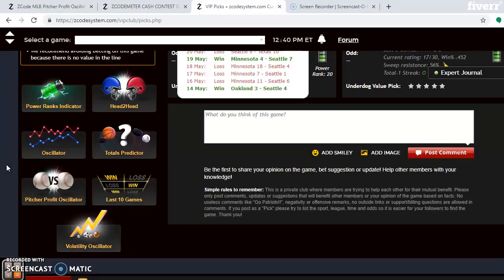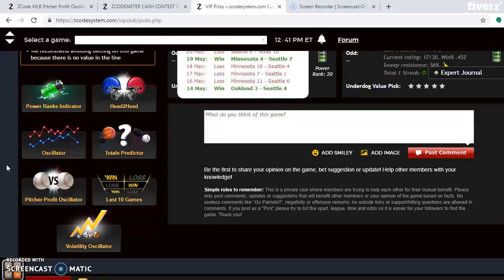If you look at the pitcher profit oscillator, Mike Fiers on Saturday for Oakland is the best bet out of every pitcher, out of every matchup for this weekend that I've gone over. He is at plus 1361 on the pitcher profit oscillator. Go with Oakland on Saturday.